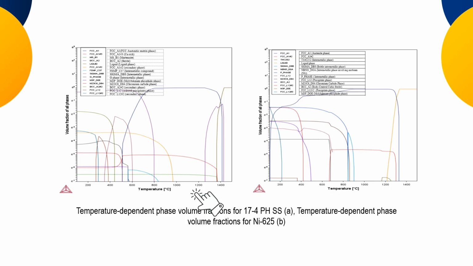Like this is the phase diagram, as you can see, for 17-4 PH, and this is the phase diagram for nickel 625. So here I came to know at which particular temperature there is an FCC formation, or there is a martensite formation, or there is a ferrite formation because of the BCC, or there is some secondary carbide or some intermetallic phase, right? So these types of information we got. So this actually helps us in understanding the microstructural development in the 3D printed part.